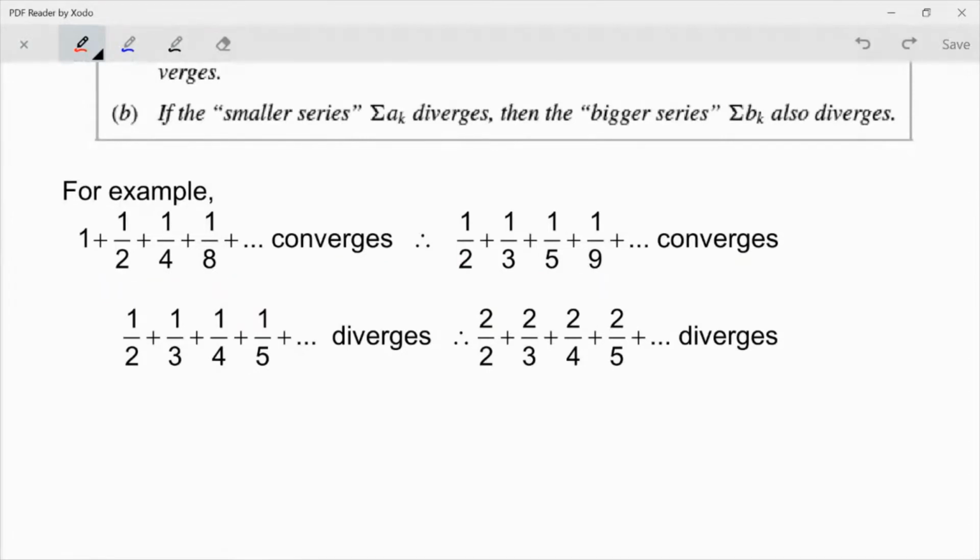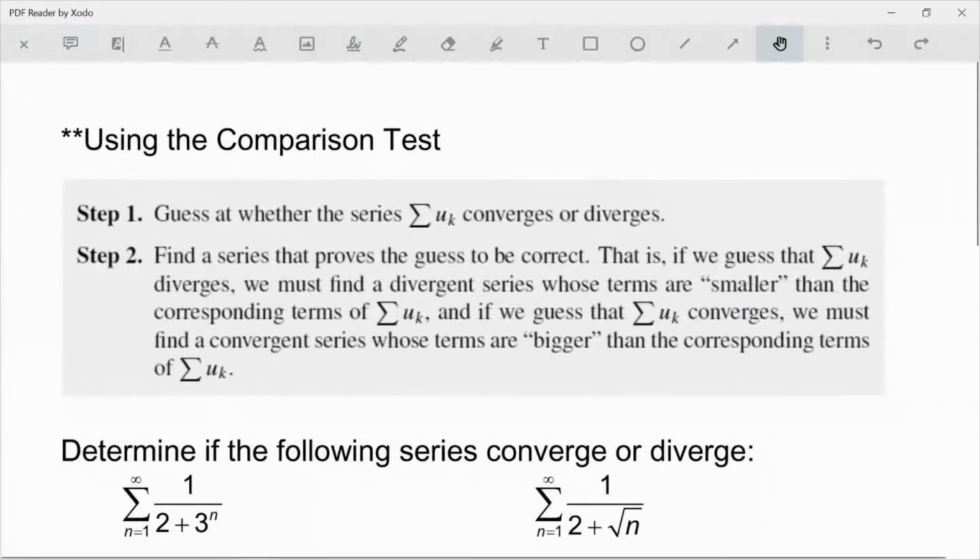And then in the reverse of that, here I've got essentially 1 over n if we started at n equals 2. And then this is just 2 over n. Well, notice that the smaller of the two series is diverging. That means the larger of the two series is also going to diverge. So that's the idea behind it.